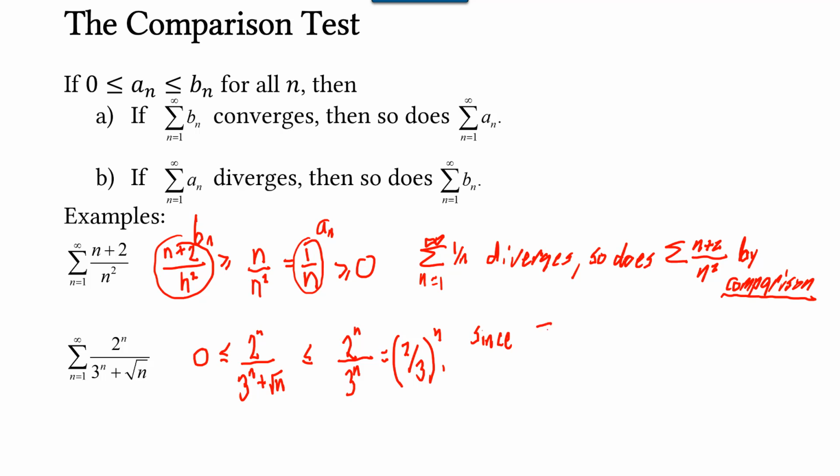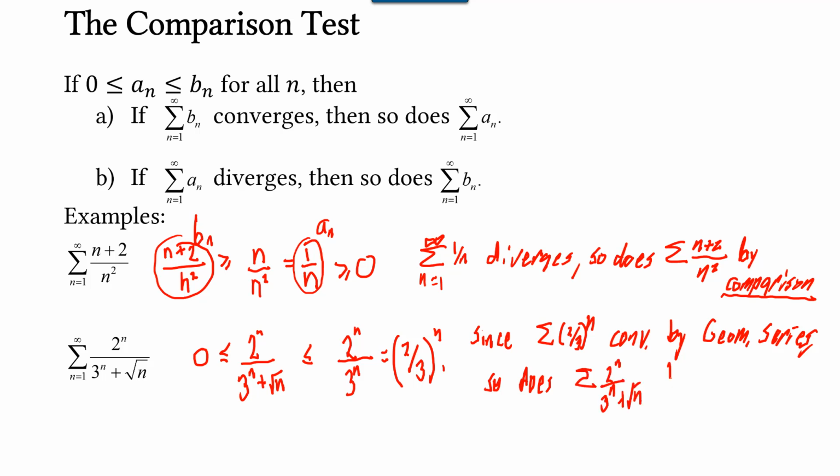So since the series made up of terms 2/3 to the n converges by the geometric series, so does the original by comparison. So I have a conclusion, and I have a reason for it, the comparison test, and I've shown my use of the test because I have to check to see that I'm applying the test correctly.